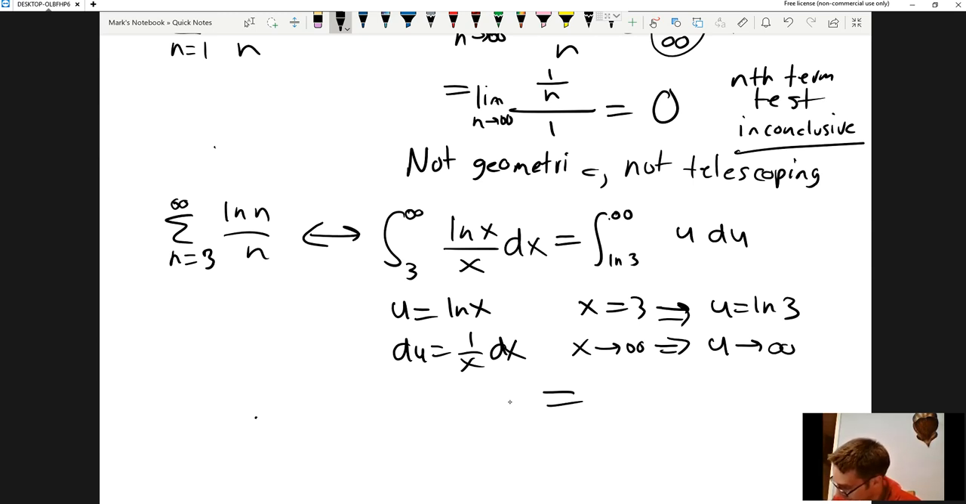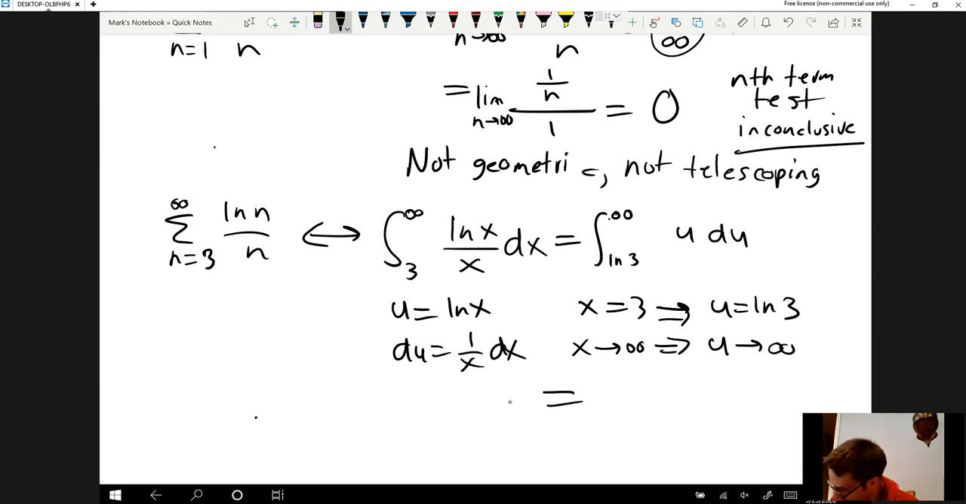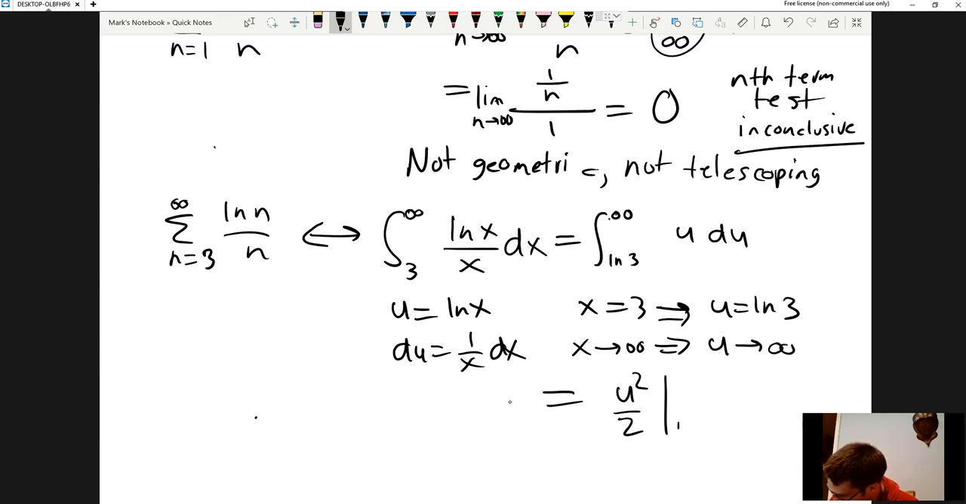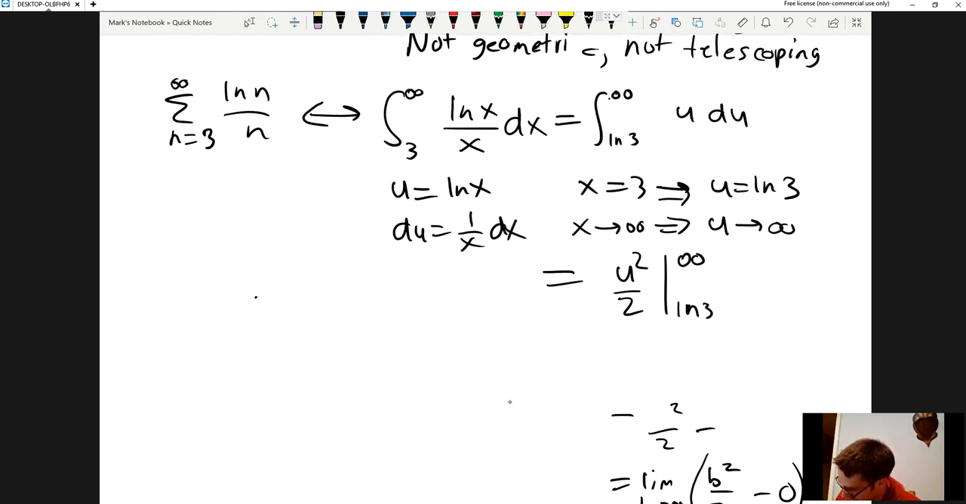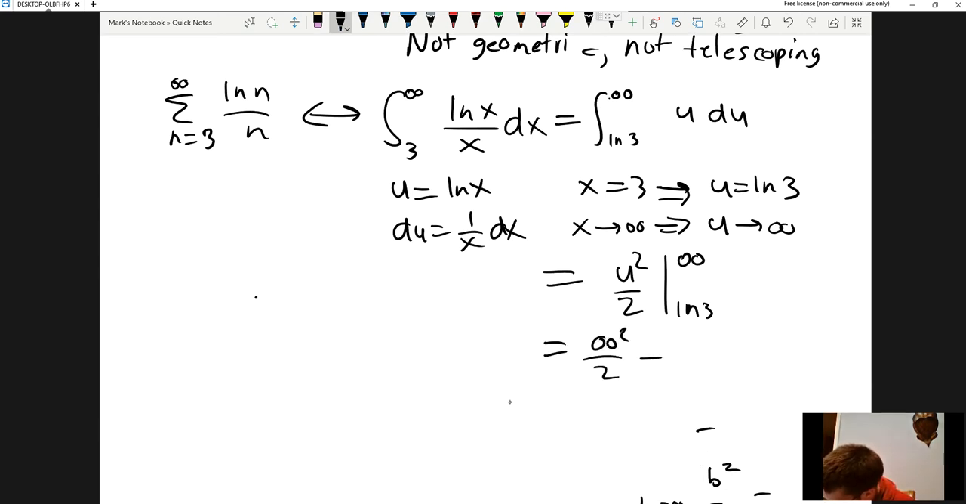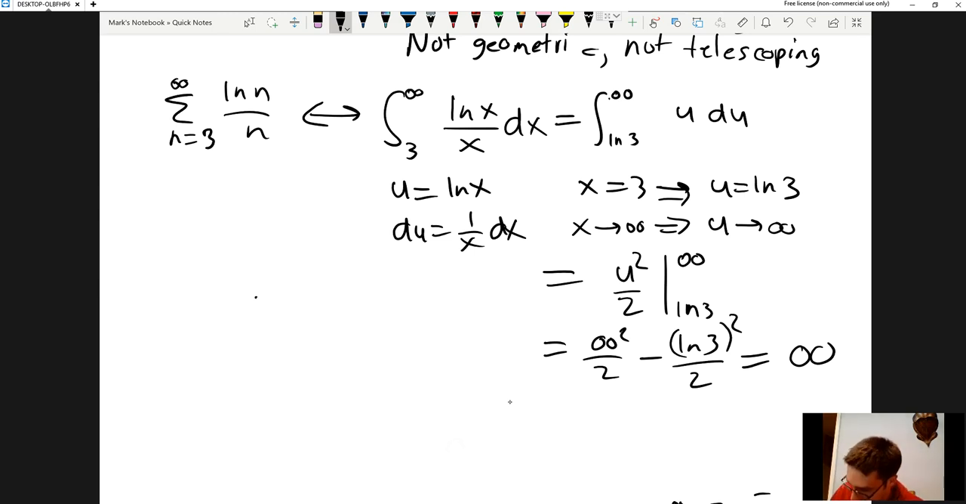And so that integral can now be written as, well, the antiderivative of u would be u squared over 2. And we want to go from log 3 to infinity. And if we plug in, we will have infinity squared over 2 minus log 3 squared over 2, which is definitely going to be divergent. All right. So if the integral from 3 to infinity of log x over x diverges, we can conclude that the sum from n equals 3 to infinity of log n over n must diverge.